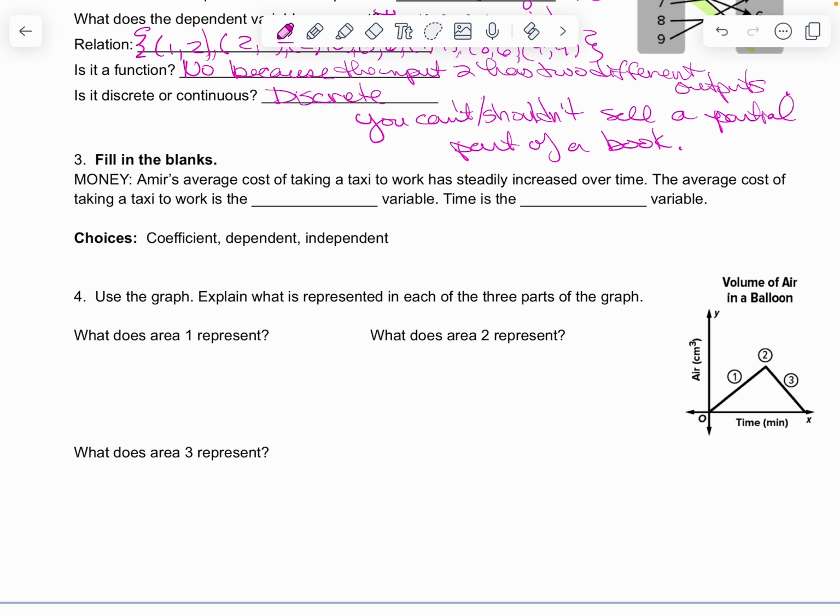Money. Amir's average cost of taking a taxi to work has steadily increased over time. The average cost of taking a taxi to work is the blank variable. Time is the blank. So if I was to make a graph, down here is my time. Over here is my money. So time is the independent. The amount of money depends on how much time is spent.